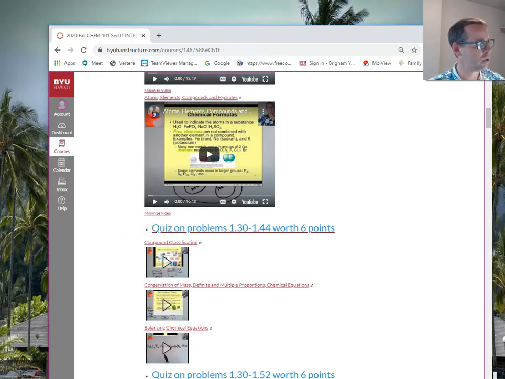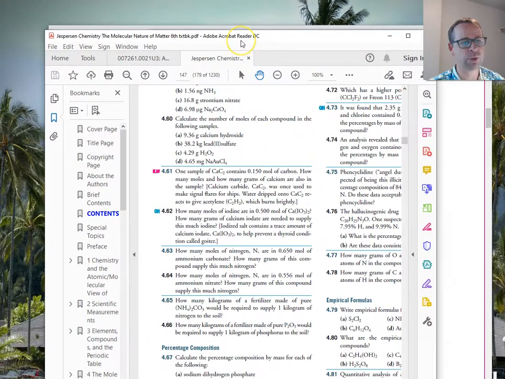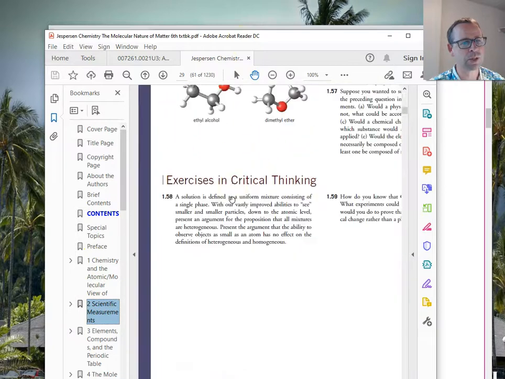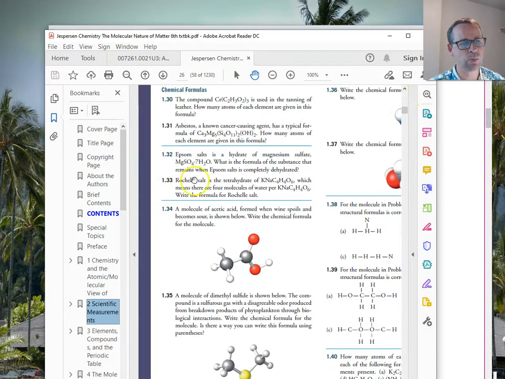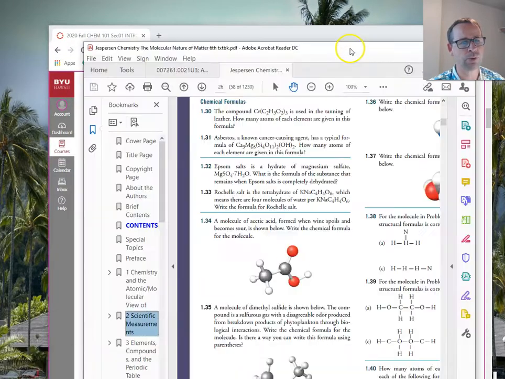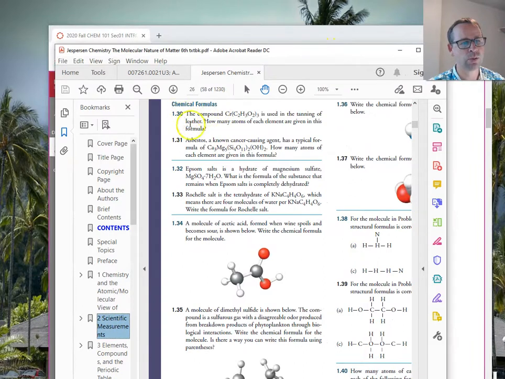Okay, now I can go to the book, and I have a PDF version of the book here, and I can go to chapter 1 problems, and then I can look at the chapter 1 problems that pertain. So that was 130 to 144. All right, so we have blue problems and black problems in the book here. And the blue problems have answers in the back of the book. And so those are the ones that I take the quiz questions from.